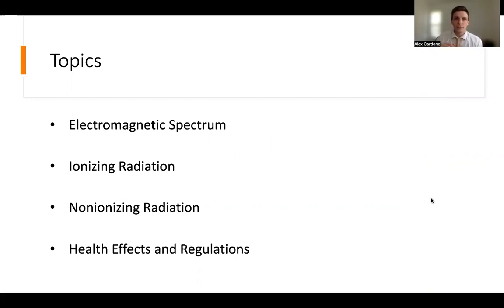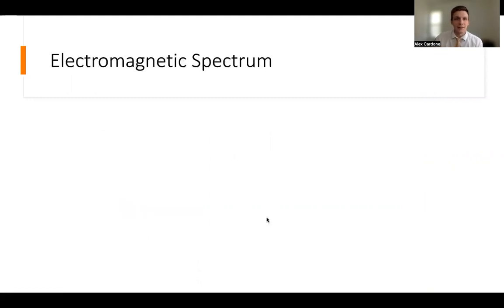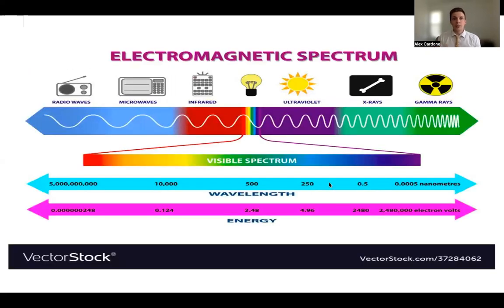Let's discuss first the electromagnetic spectrum. For some of you, this may be the first time you've heard about it. You may have heard that song that was very popular in almost every chemistry or physics class in high school. But the electromagnetic spectrum covers a wide variety of types of both ionizing and non-ionizing radiation.